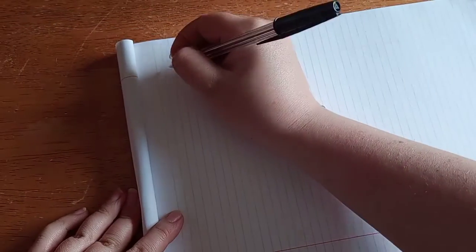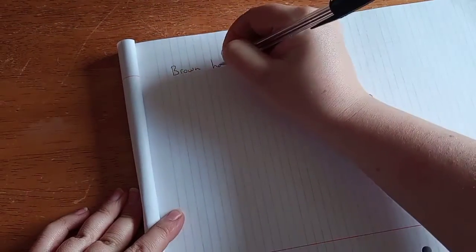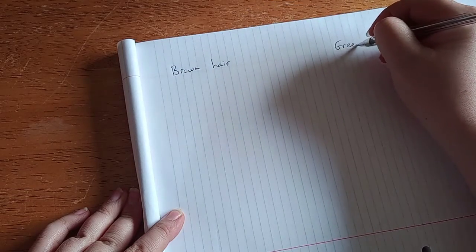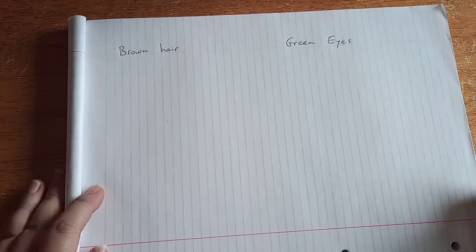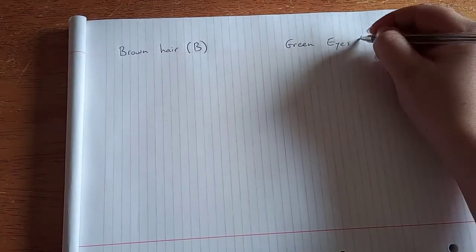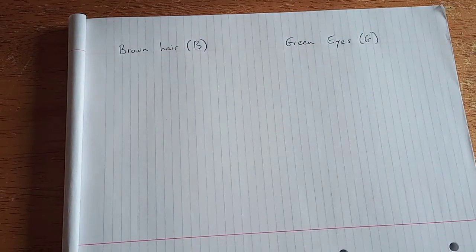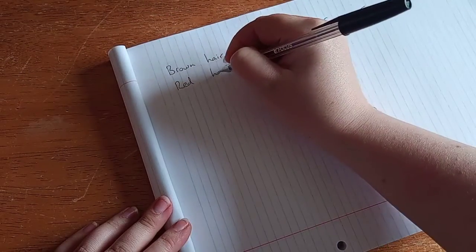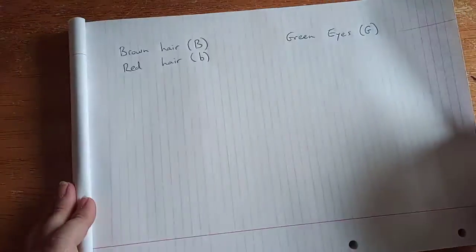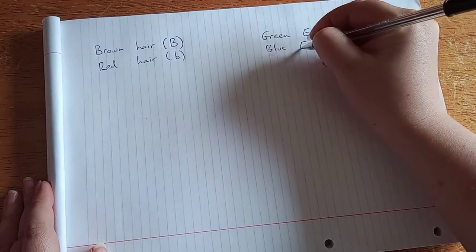Everyone, today I'm going to be showing you how to do a genetic cross using a Punnett square. First thing I'm going to do is just very briefly go through the ways that genetics will be written for a genetic cross. So for the sake of this, brown hair and green eyes are both going to be the dominant genes. So brown hair is going to have a capital B and green eyes is going to have a capital G. For the recessive traits, they don't get their own letters, they just get the small version of whatever the dominant is. So red hair is going to get a small b and blue eyes is just going to get a small g.